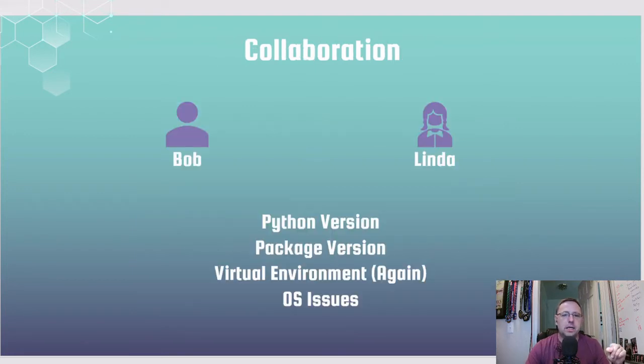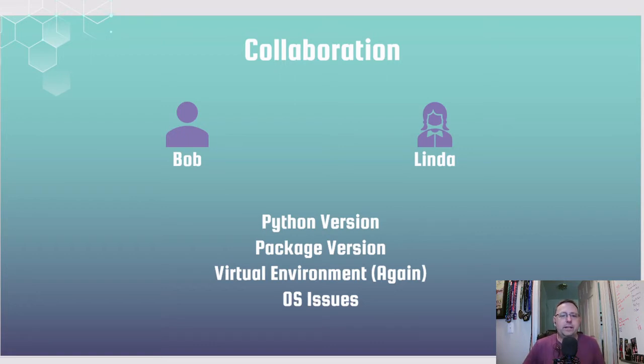Collaboration. This was something I found out. These are all problems, right? Virtual environments was a problem for me. Package tracking was a problem for me. Collaboration was a huge problem for me. So let's just take a look at collaboration between Bob and Linda here.